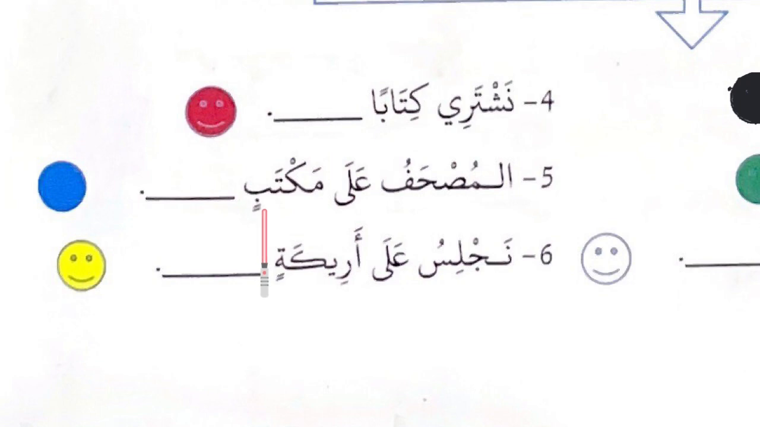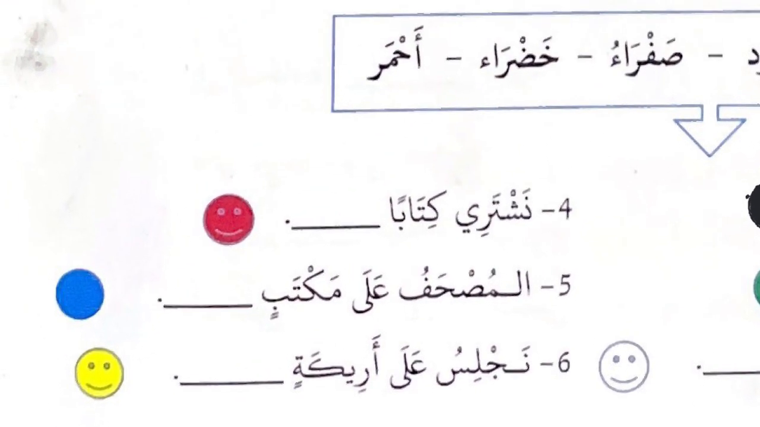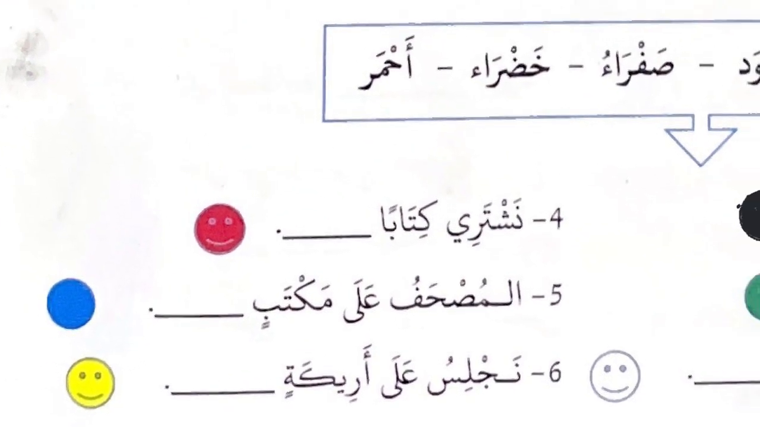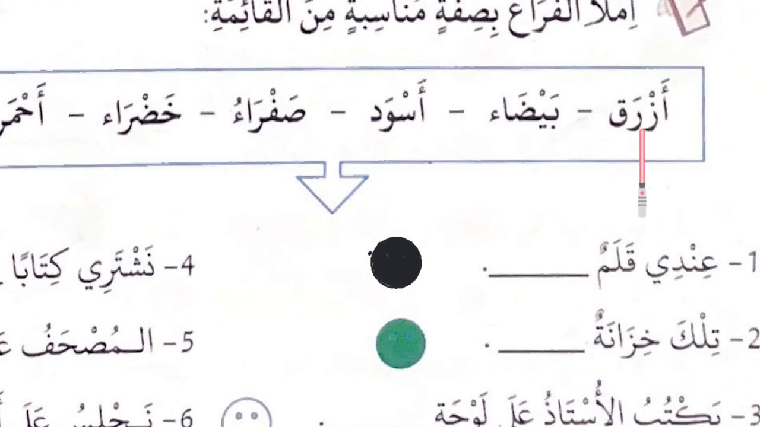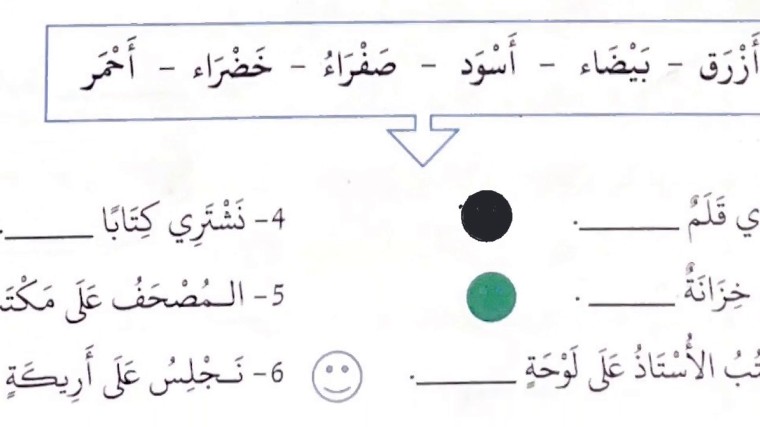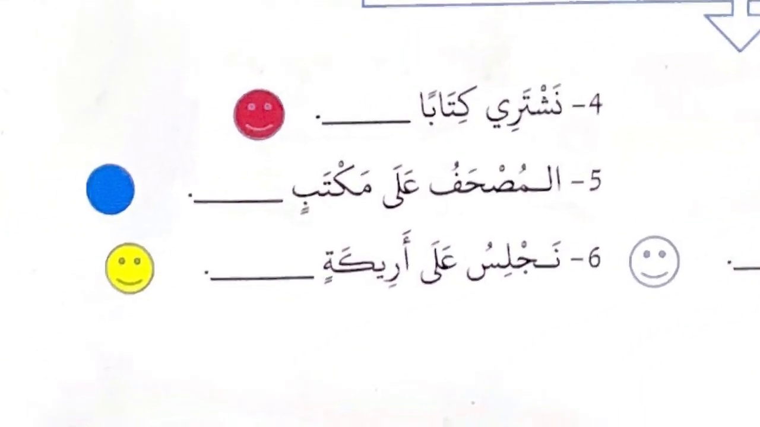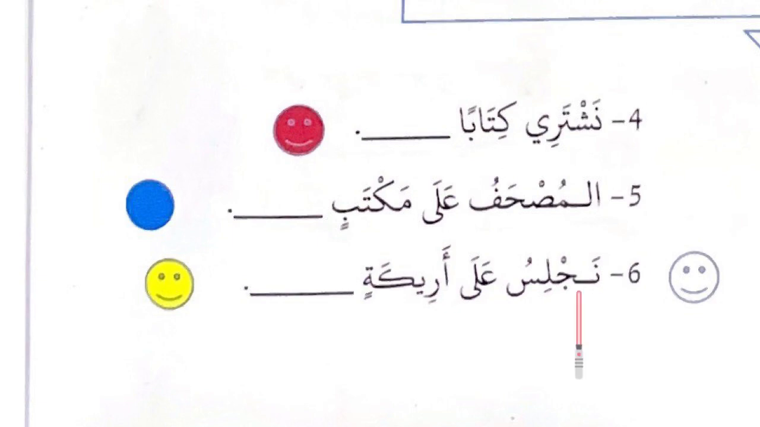What is the color of that desk? It is blue. How do we say blue? It is either azraq or zarqa. So this word maktab, this is muzakkar. Therefore, we need the muzakkar version of blue, which is azraq.